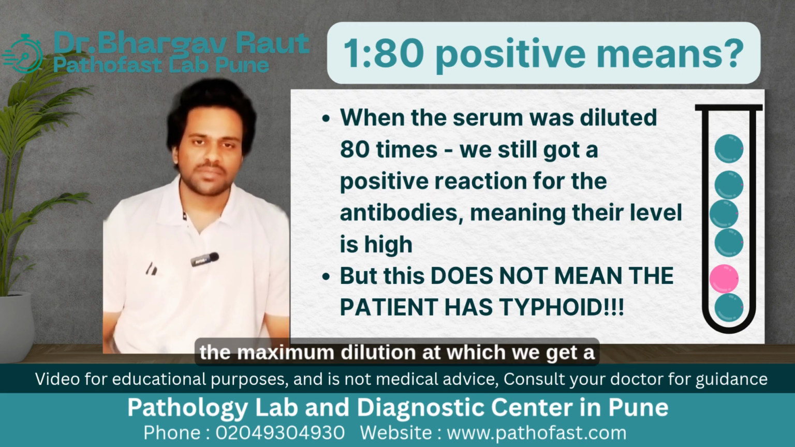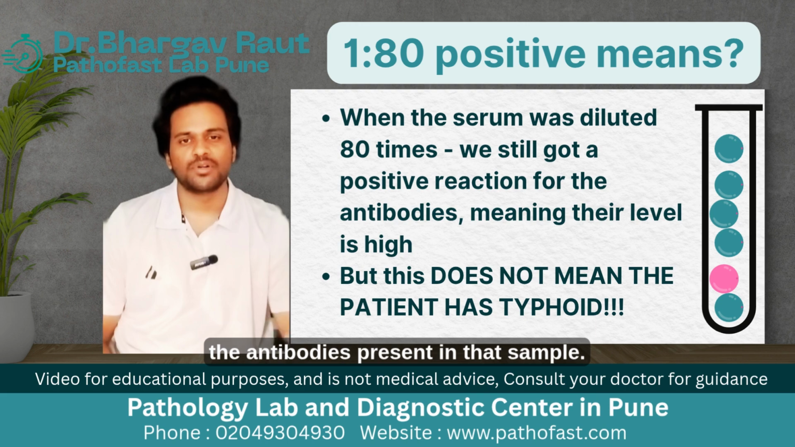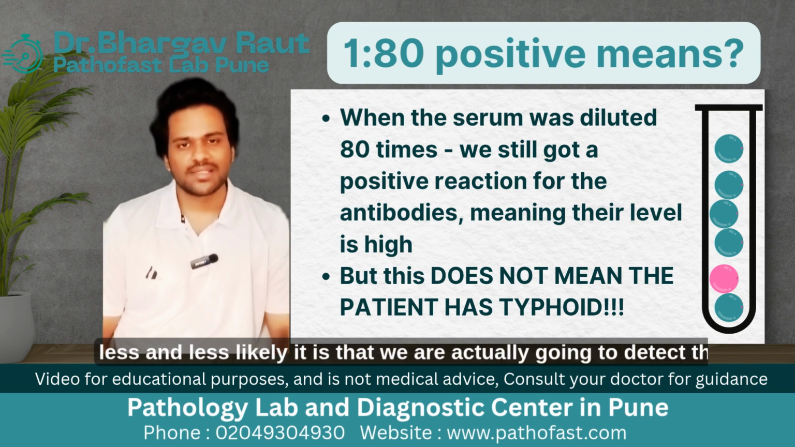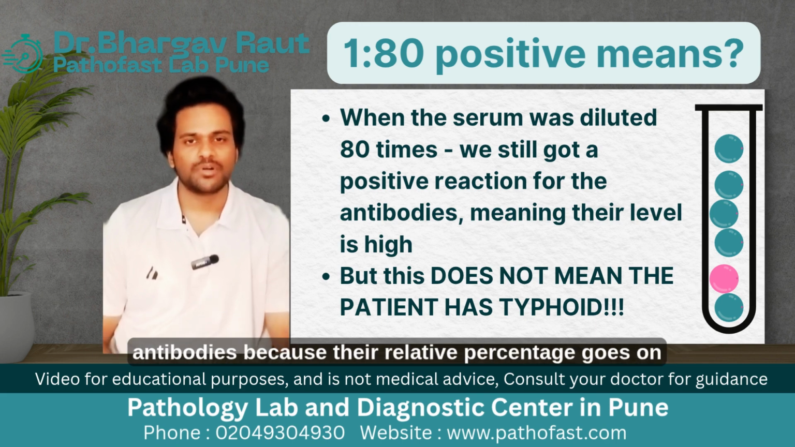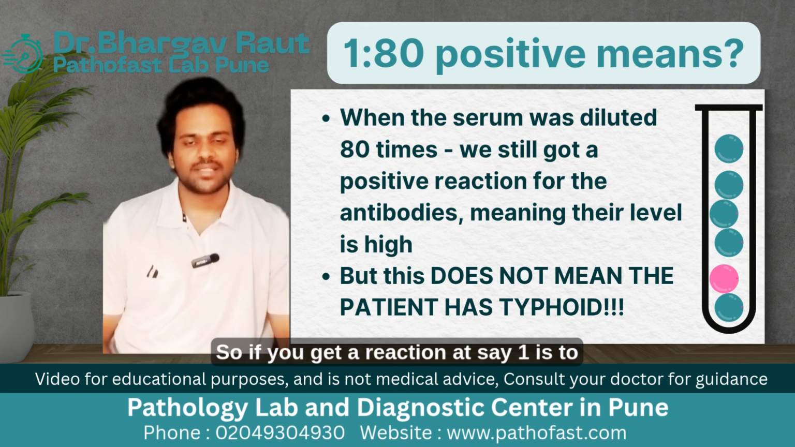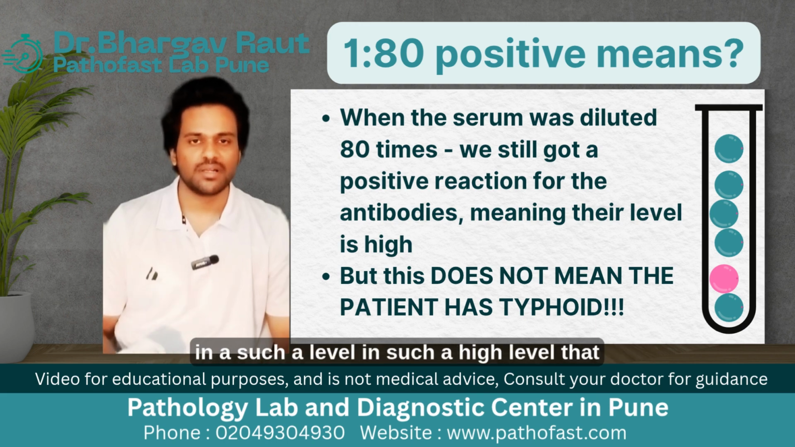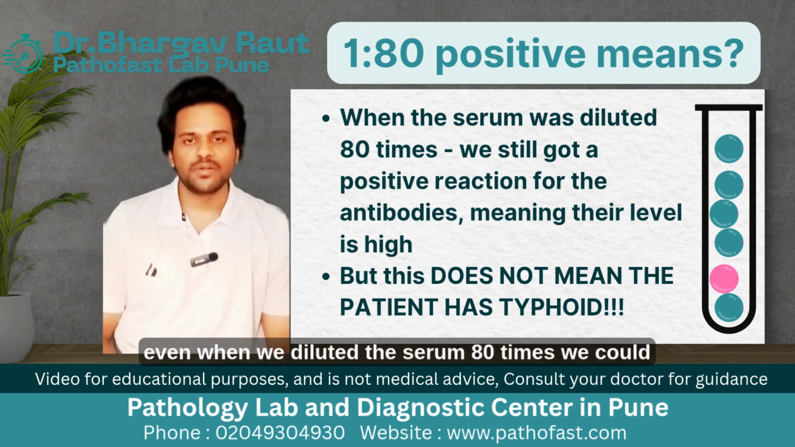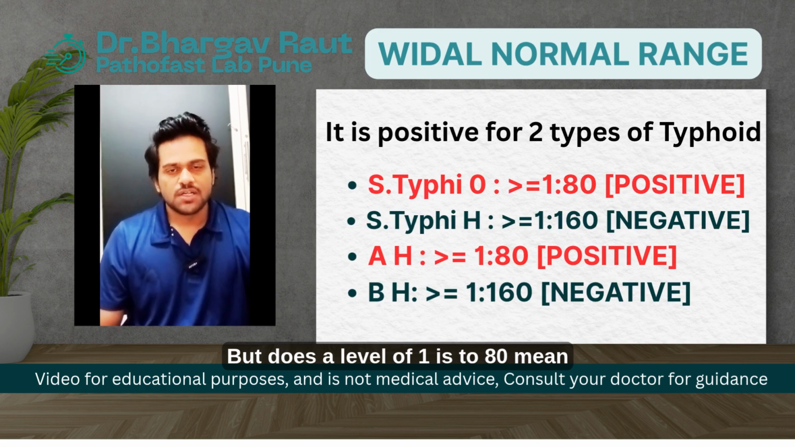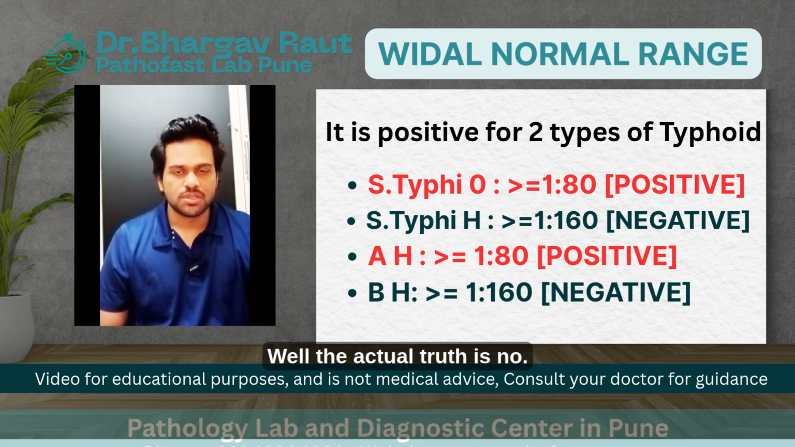And so the maximum dilution at which we get a reaction is called the actual amount of the antibodies present in that sample. It's easy to understand that the more I dilute it, the less and less likely it is that we are actually going to detect the antibodies because their relative percentage goes on reducing. So if you get a reaction at, say, 1:80, what it means is that the antibodies are present in such a high level that even when we diluted the serum 80 times, we could still detect the antibodies.